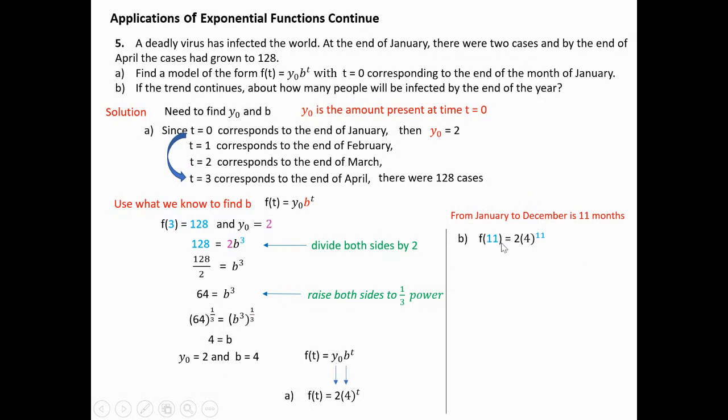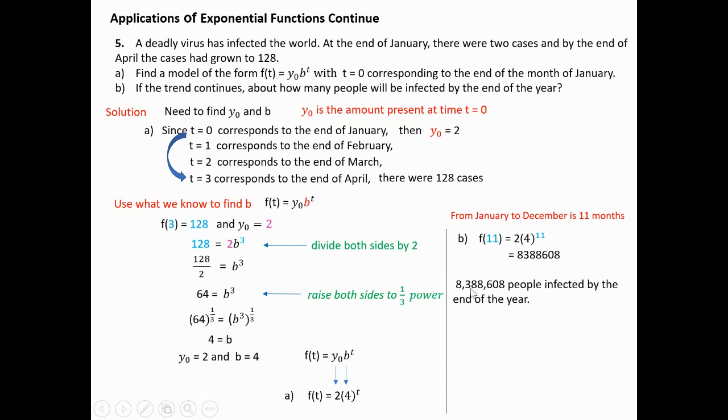That means f of 11 is equal to 2 times 4 to the power of 11, right? And all I did was plug in the values here. F of 11 is, the y naught was 2, my b was 4, and the t is 11. So this gives me 8,388,608 people infected by the end of the year.